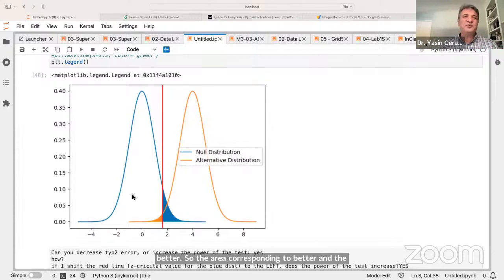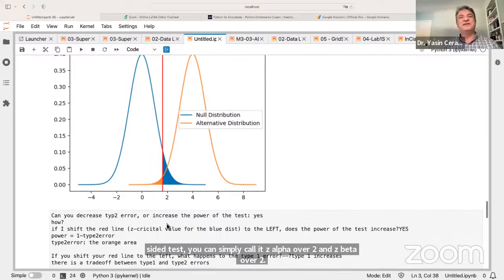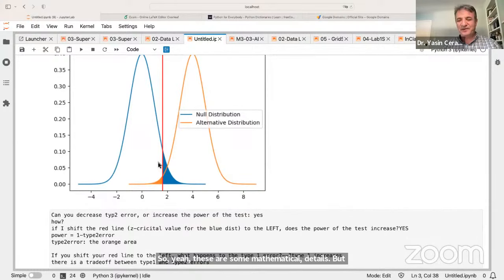This orange area, so let's remember, this blue line is representing our null hypothesis, and this orange colored line is representing our alternative hypothesis. And this orange area is representing beta, and this blue area is representing alpha. Okay, Z alpha actually, and then Z beta, or if this is a double-sided test, you can simply call it Z alpha over 2 and Z beta over 2. So these are some mathematical details, but what this figure tells us was important, right?